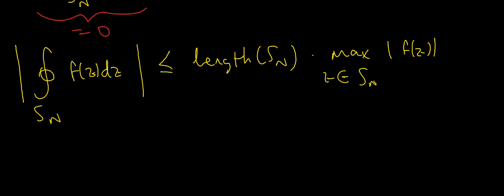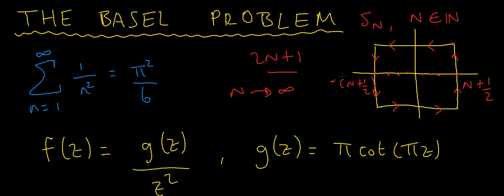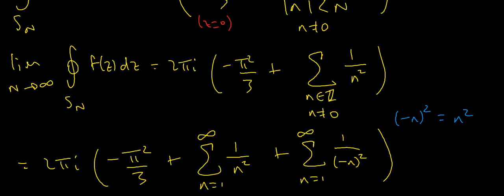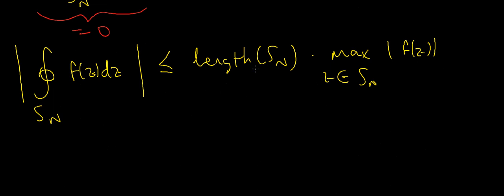Okay, so, well, what's the length of S sub capital N? Well, this square has side length 2N plus 1. The perimeter of a square is just 4 times its side length, so I'm going to have 2N plus 1 here, 2N plus 1 here, 2N plus 1 here, and 2N plus 1 here. 4 times 2N plus 1 is just 8N plus 4. So the length of S sub N is just 8N plus 4. Now when N goes to infinity, that's not enough to vanish just by itself, so I need some sort of contribution from this maximum here. So what can I do?